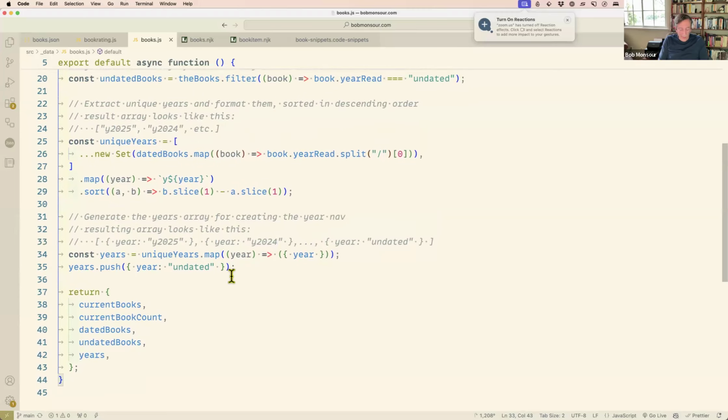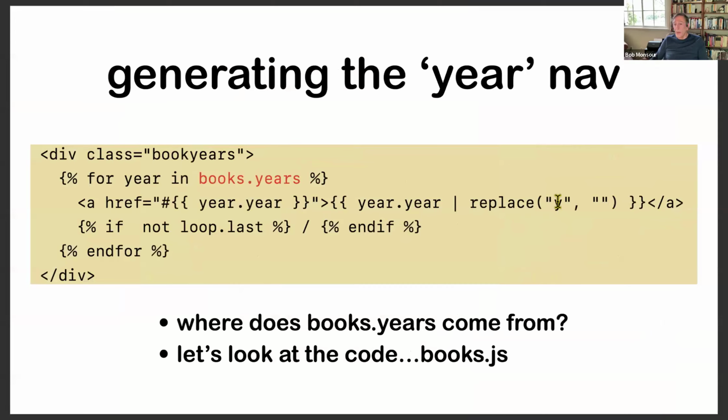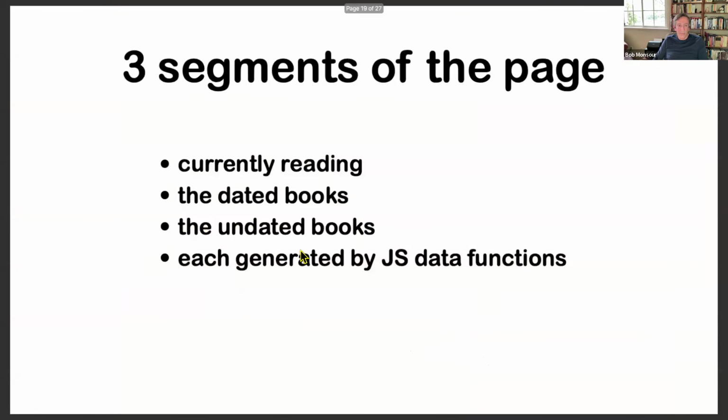So that is how I wind up taking this. I don't want those Y's to appear at the top in the set of links. I just want the numbers. So I use this replace filter that takes the Y off of it. And then this is the slash that gets inserted in between, and if it's the last entry, I don't want a trailing slash. So again, not terribly complicated, but it was interesting to work through.